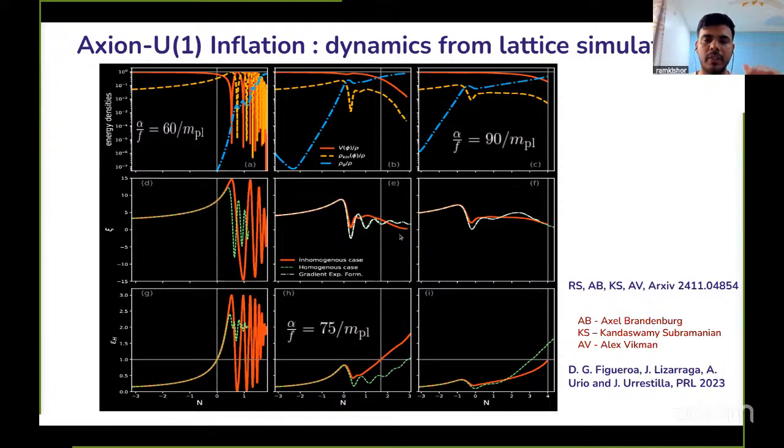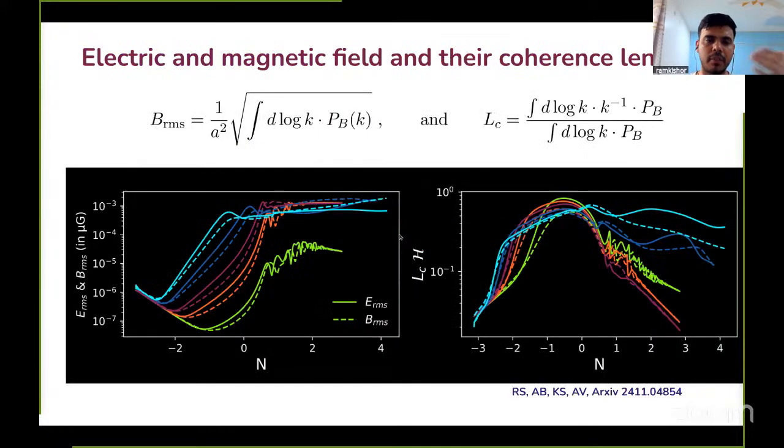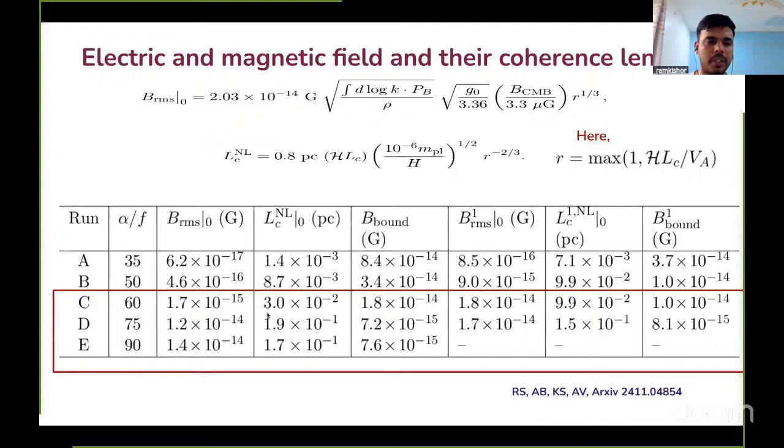Now let's look at whether, if these gauge fields are produced, they can give large enough magnetic fields to satisfy these lower bounds in the intergalactic medium. Let me directly go to this table. We found that if the coupling between the axion and U(1) is large enough, then the produced magnetic fields are above this bound coming from the Blazar observations, and there is a possibility that this model may explain the magnetic fields in the intergalactic medium.